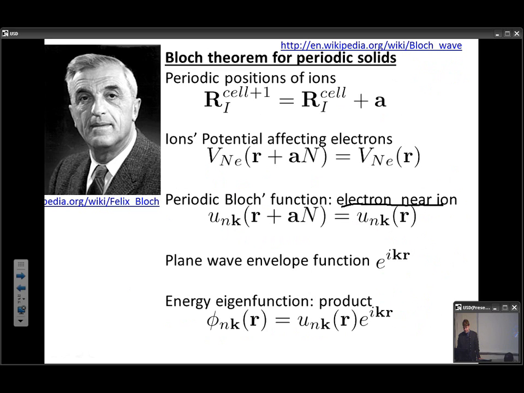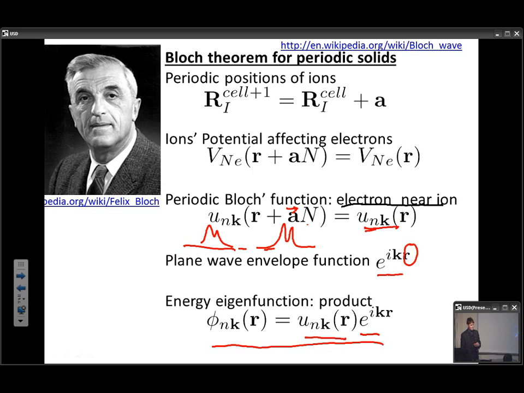So this is the electronic function near an ion, and adding the translation vector shows that this function near one ion is the same as the wave function near another ion. By translating by a vector n times, we get the same function. Then one can introduce the plane wave that changes phase as one moves in space. And if one multiplies these two things, it turns out that the eigenstates of electrons in solids always obey this rule. So they combine the atomic-centered approach and the plane wave traveling wave approach.